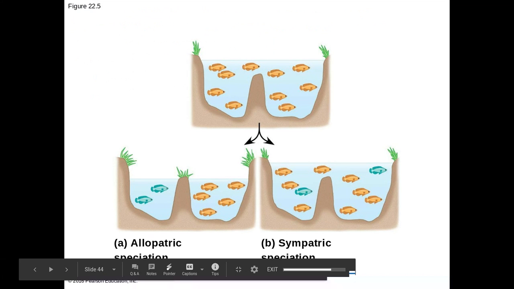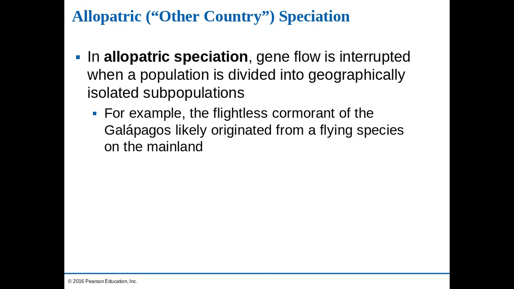Here's an image showing the two different types. So allopatric, if you think of being patriotic, right? You're very drawn to your country. And if you remember allosteric inhibitors, allo means different. So basically allopatric means a different country, speciation. This is when gene flow is interrupted due to a geographic isolation barrier.